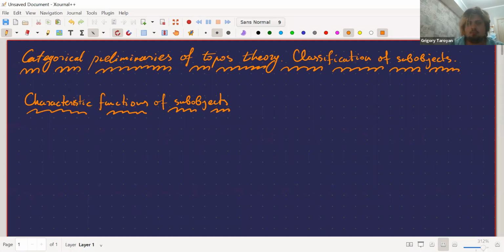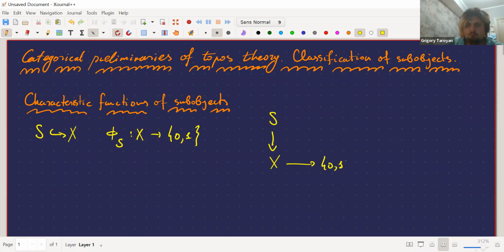So in a similar way, we want to do something like that in any other category. So we formalize it like this. Assume that we have a subobject. We want a function phi_S from X to the set {0, 1}, or something like that. We will make it precise later, such that we have the following pullback square.